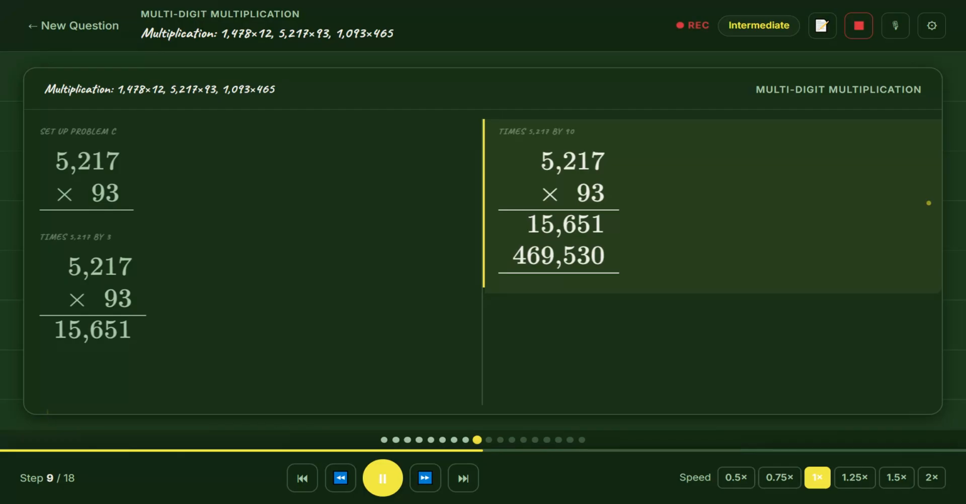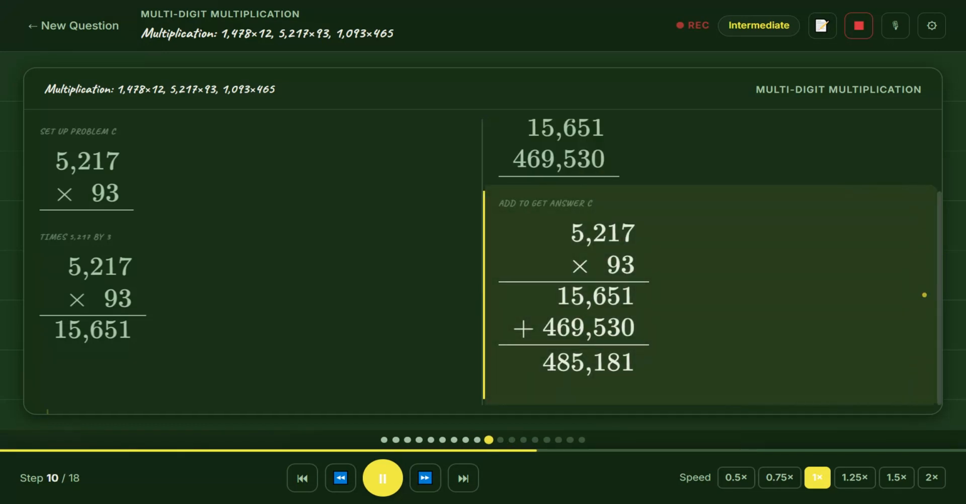Now times 5,217 by 9 in the tens place. That means times by 90, so we put a 0 first. 7 times 9 is 63, carry 6. 1 times 9 is 9, plus 6 is 15, carry 1. 2 times 9 is 18, plus 1 is 19, carry 1. 5 times 9 is 45, plus 1 is 46. We get 469,530.